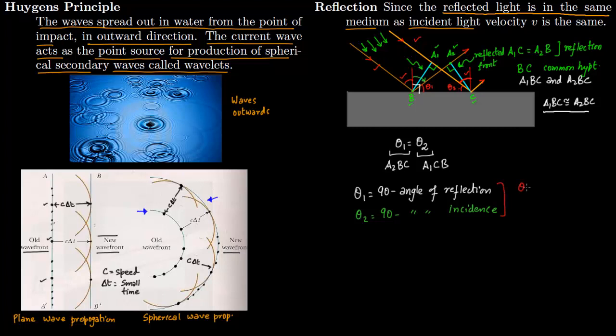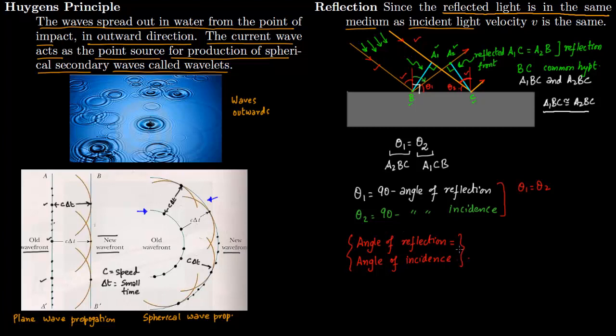So since theta 1 is equal to theta 2, you have angle of reflection equal to angle of incidence. And that is the law of reflection.